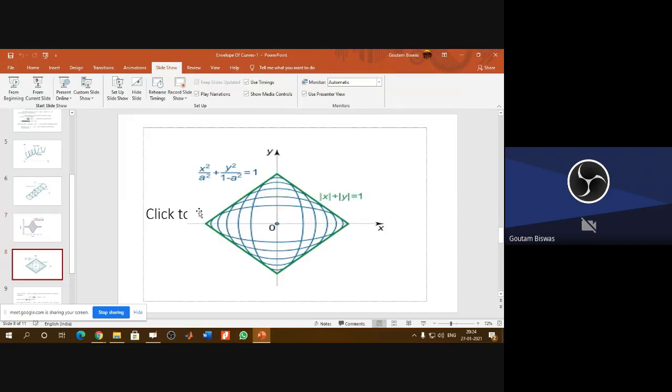Next, this is another example. This is an ellipse, and these are 4 envelopes. There are 4 envelopes.